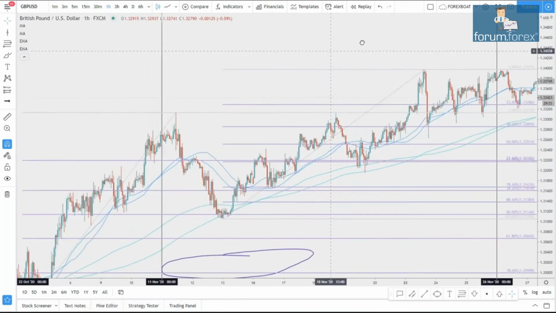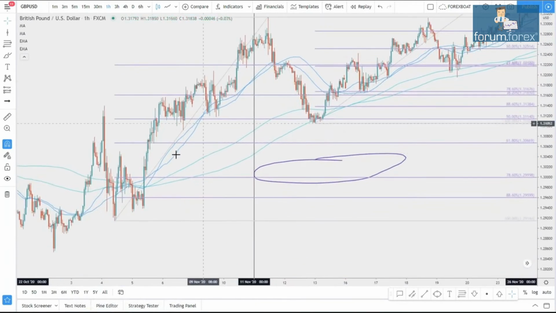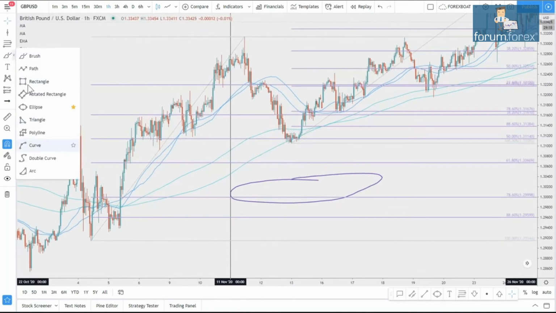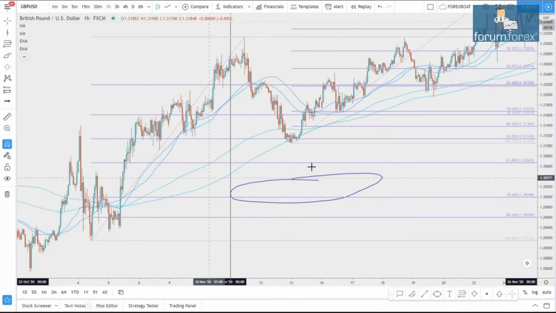But the best is to look when you have the rejection of the Fibonacci retracement level as well as moving averages, either 200 or 50, because this is the lower time frame, and this opportunity could be actually very good in terms of the buying for long term on the pound.